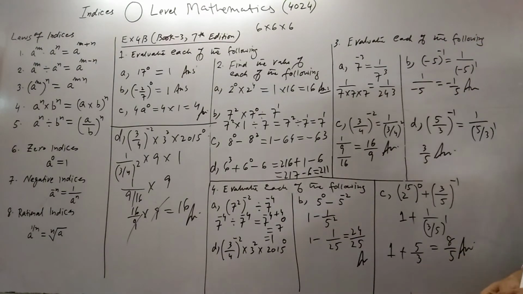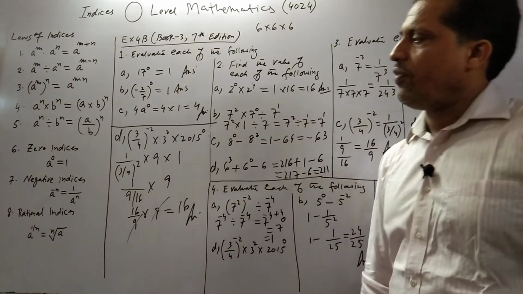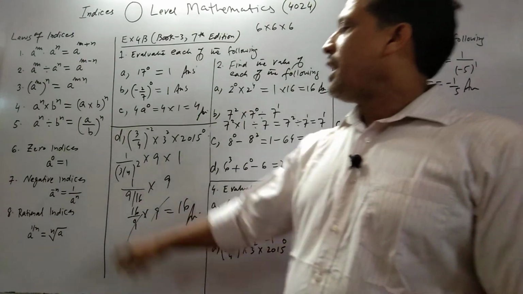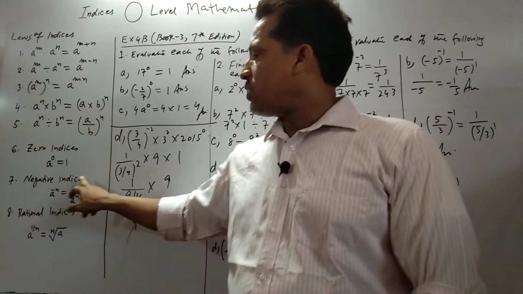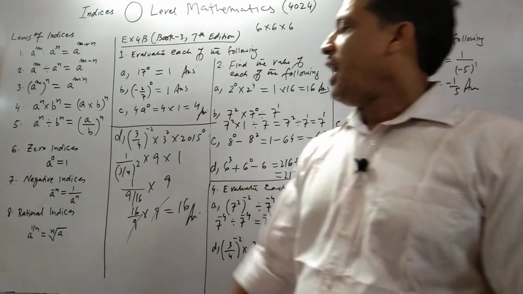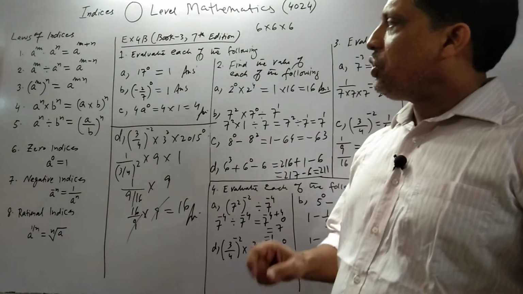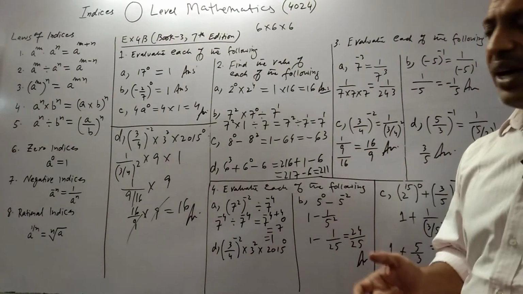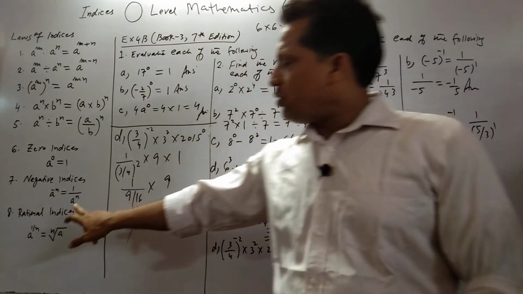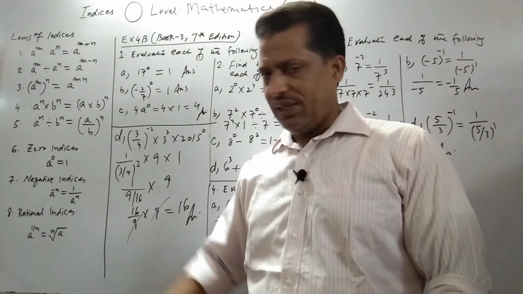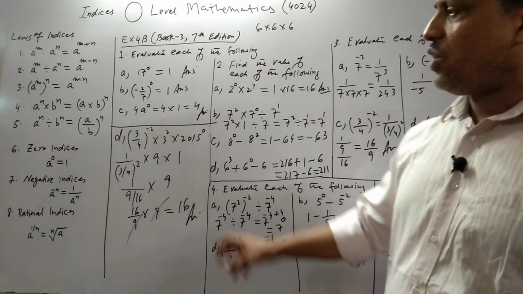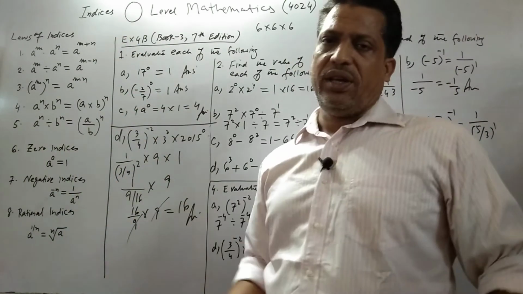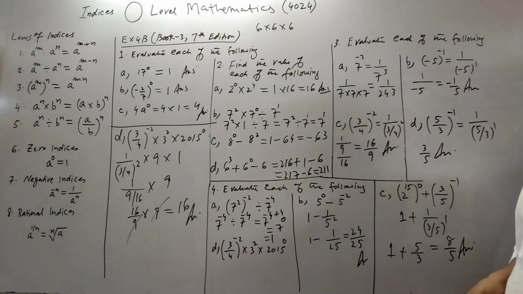Today you studied 3 more laws of indices. That is, zero indices, something to the power 0 is always 1. Negative indices, a to the power negative number is always 1 upon a to the power positive number, and rational indices. We will do question number 5, question number 6 and question number 7 next class, where we will be seeing the use of the last 8 laws of indices. Today we studied the use of law number 6 and 7, including laws 1 to 5. So I hope you understand today's class.